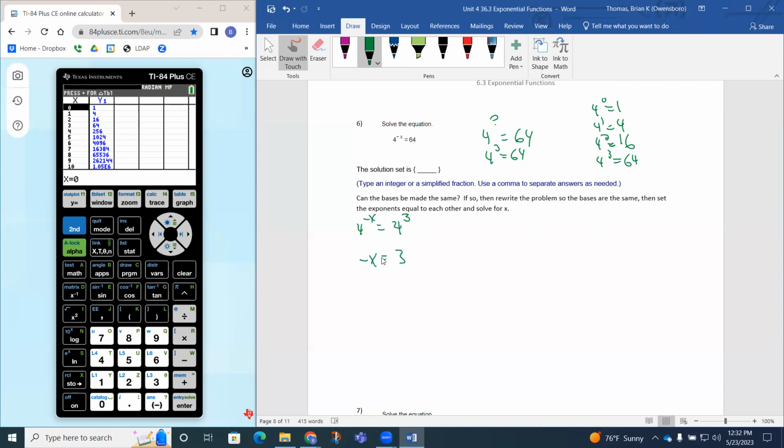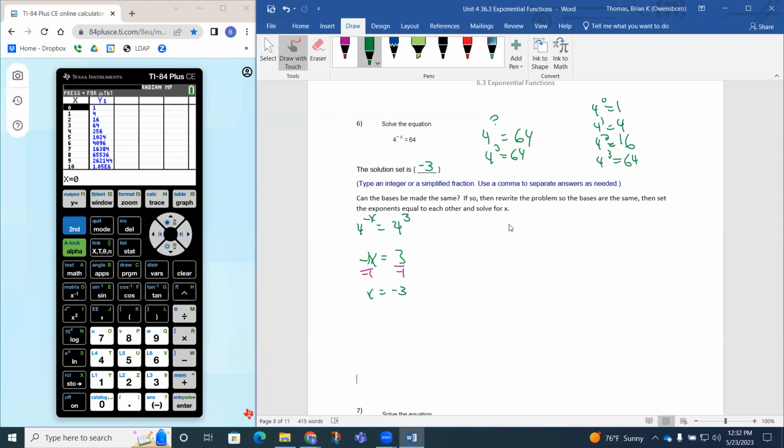What can you pick for x that's going to make a 3? Remember, a negative is also the same thing as a negative 1. So you can divide both sides by negative 1, and that would get the x by itself. So x equals 3 divided by negative 1, which is negative 3. Notice that the opposite of negative 3 is 3, so that works. Negative 3 is the solution.